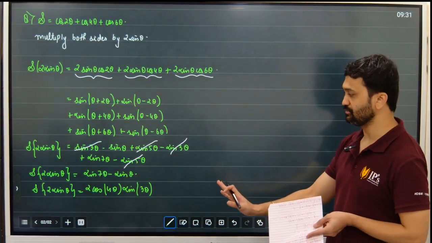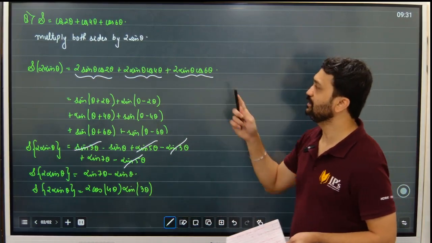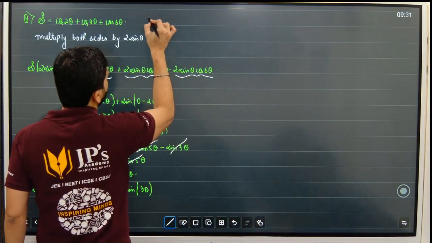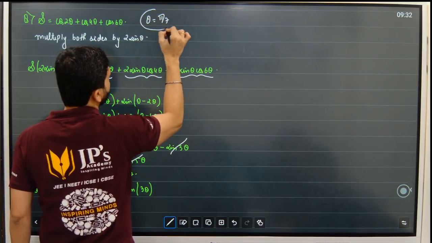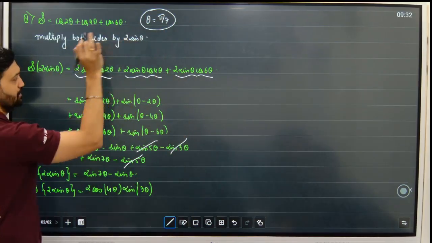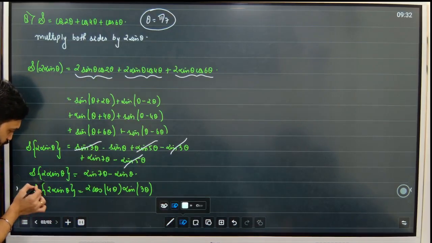अब ये formula substitute किया, but अब before this ना, I'll just tell you that where theta is equal to pi by 7. अब I'm going to introduce this, कि ये question है where theta is equal to pi by 7. तो मैं क्या करूँगा? This was just to introduce, just to revise the formula.